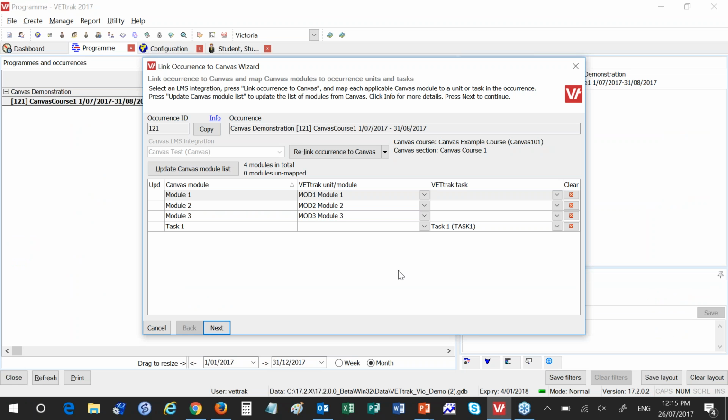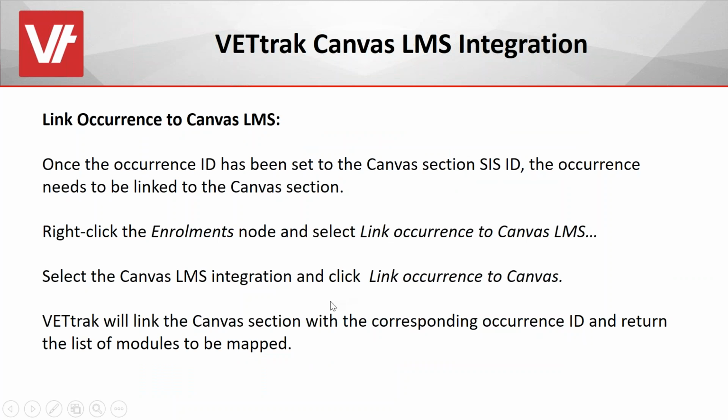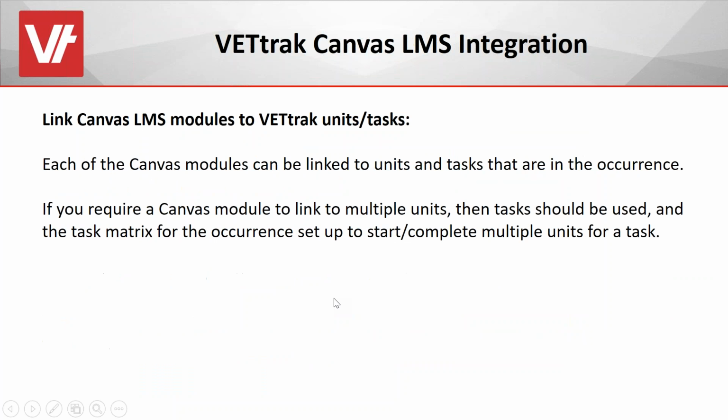The next bit, I'll just go back to the PowerPoint. We've now linked the VETtrak occurrence to the Canvas course section. Each of the Canvas modules can be linked to units or tasks that are in that occurrence. If you require a Canvas module to link to multiple units, then you should use tasks. I alluded to this earlier. Tasks have a matrix that you can set up, and that's been the way for a long time, where starting a task can start multiple units, and completing a task can complete multiple units.